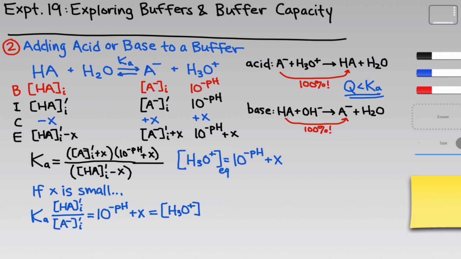In this case, we've removed a reactant and we've added a product to the buffer, and thus Q is greater than Ka, and the equilibrium is going to move back to the left. So the signs of x will change, but the basic process will still be the same.